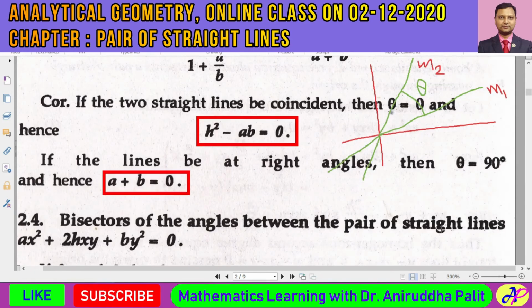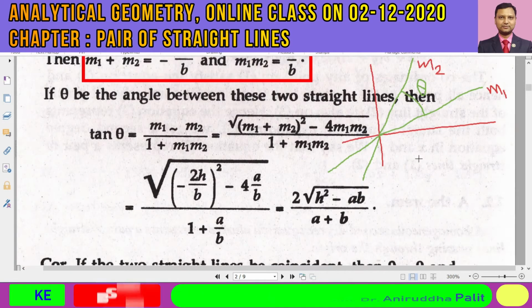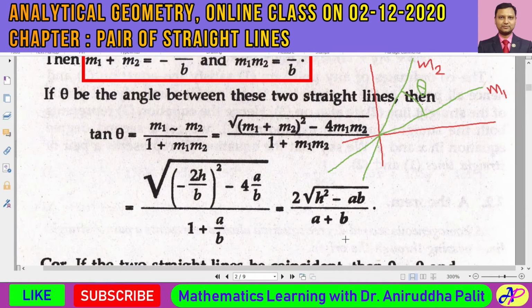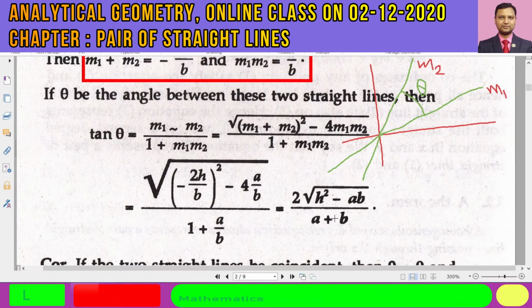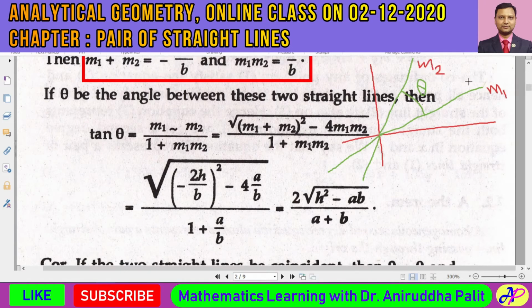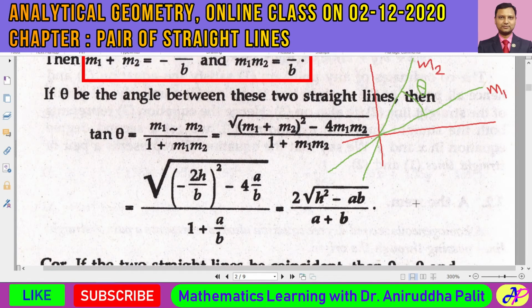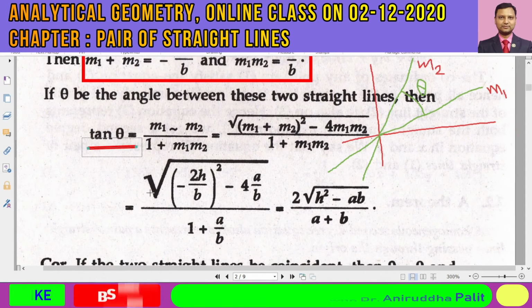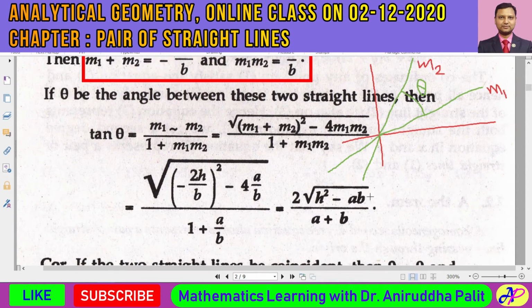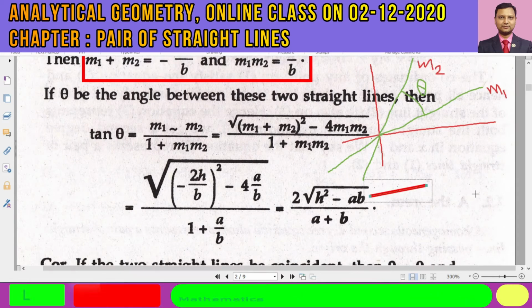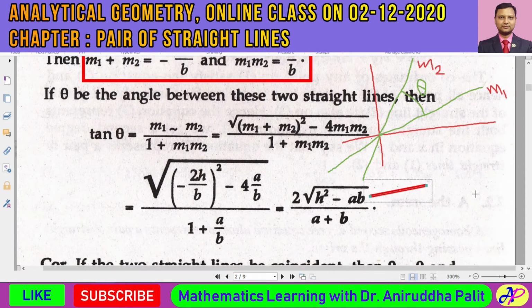And one more result is that sometimes from this result we try to compute the condition under which these two straight lines M1 and M2 coincide, and if M1 and M2 become coincident to each other, in that case theta would be equal to 0. So if theta is equal to 0, this tan theta would also be equal to 0, and tan theta would be 0 only when H square minus AB is equal to 0. So we already have the result. We previously proved this result. That is one more verification of the previous result.